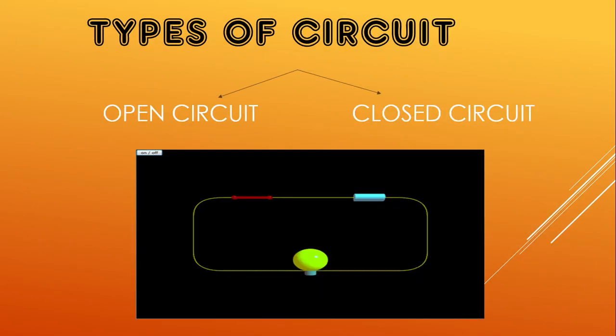Types of circuit. Did you observe two types of circuit in the picture? They are open circuit and closed circuit. A circuit where connections are not complete is called an open circuit, whereas a circuit with all connections complete is called a closed circuit.